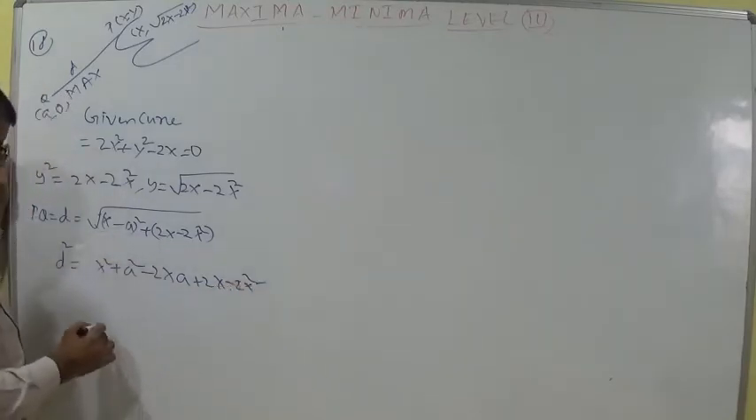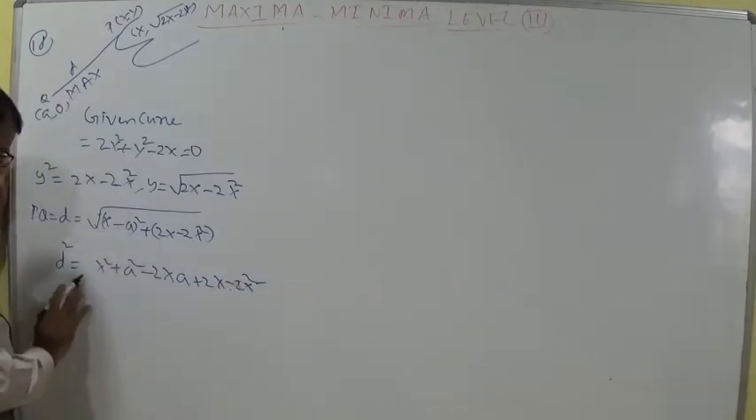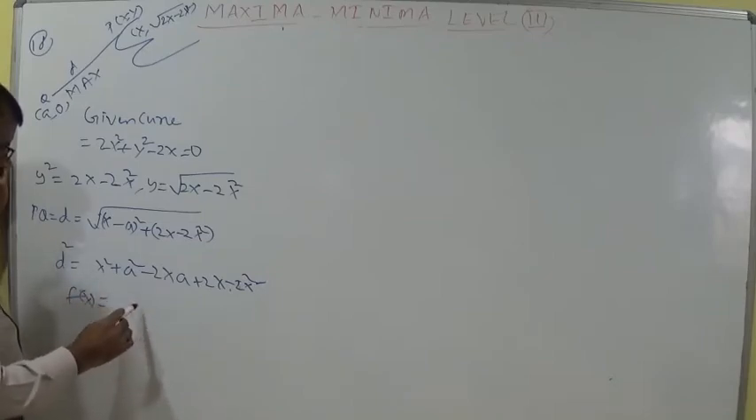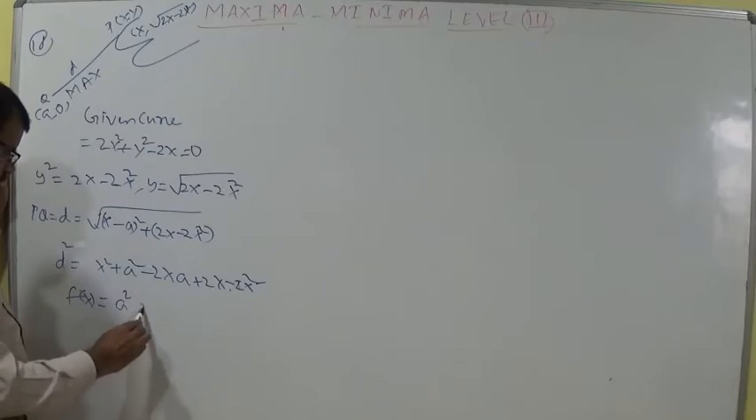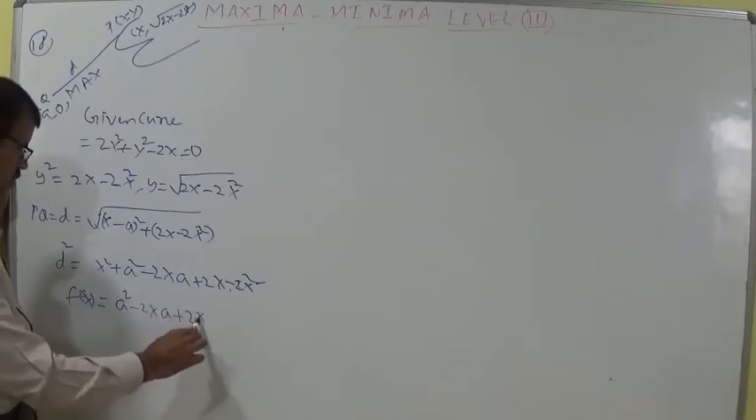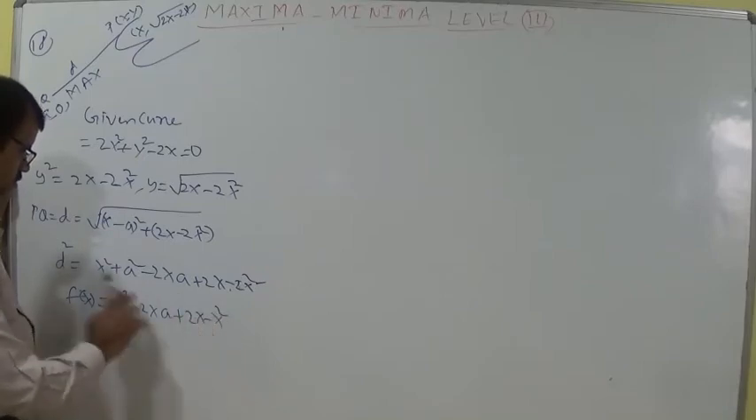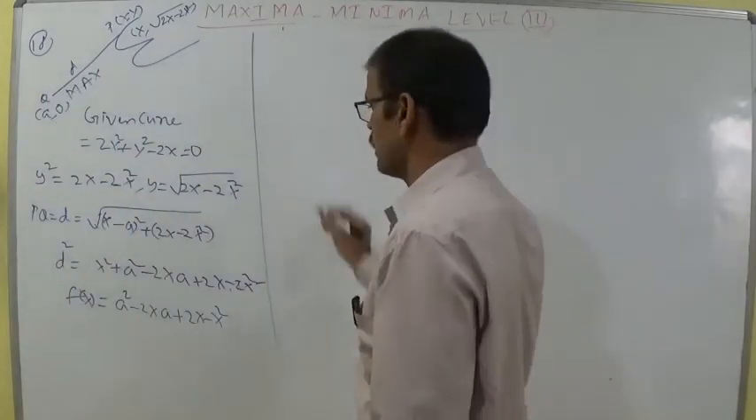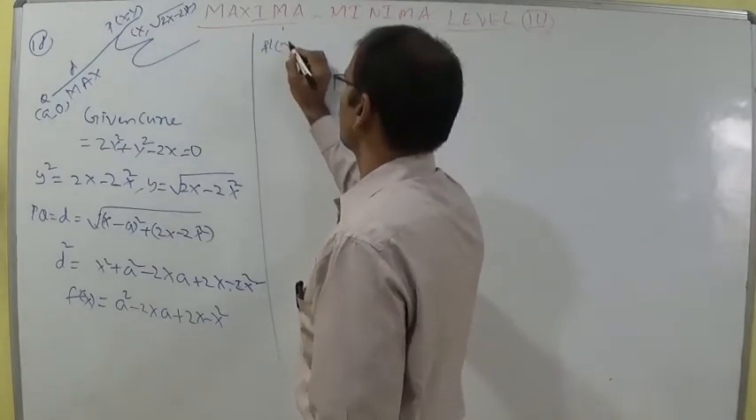Minus 2x square. Next d square, let us write with this as f of x. f of x is equal to, first of all a square I am writing, a square minus 2xa plus 2x minus x square, because x square minus 2x square is minus x square. Let us calculate f dash x.